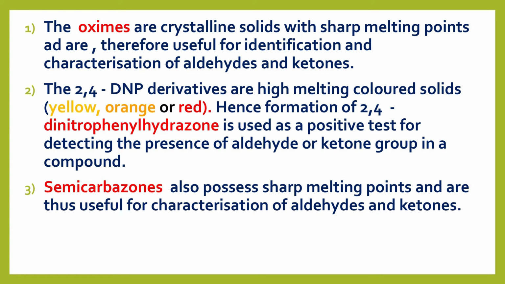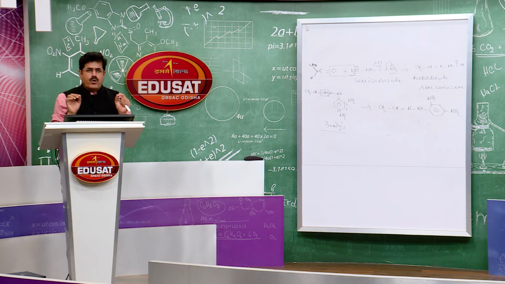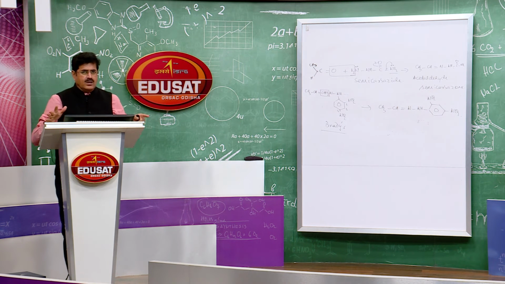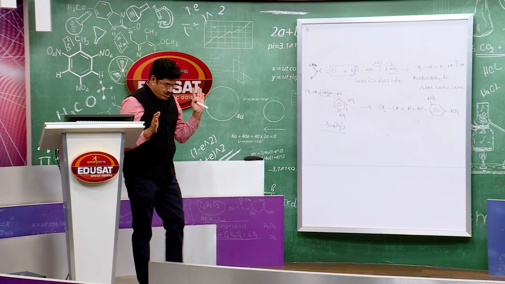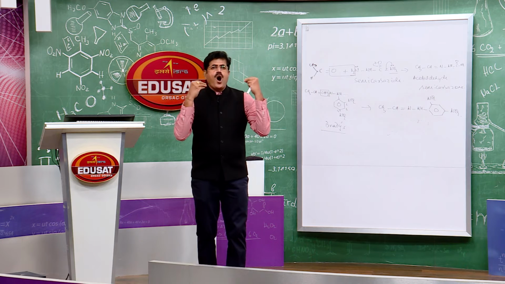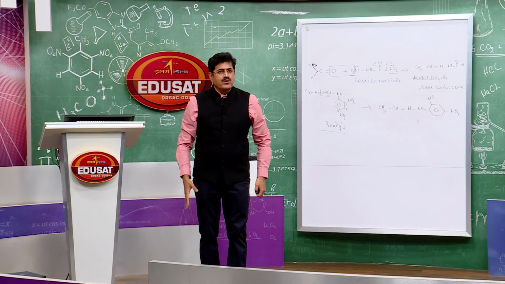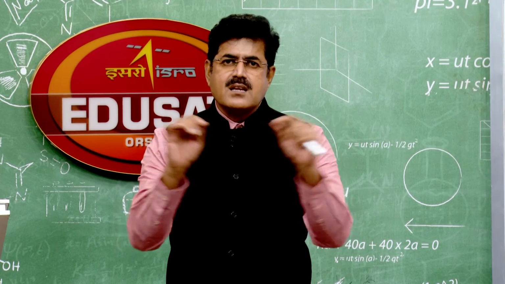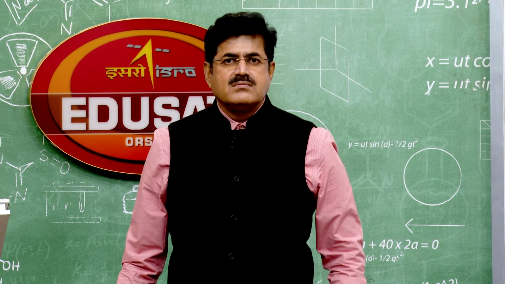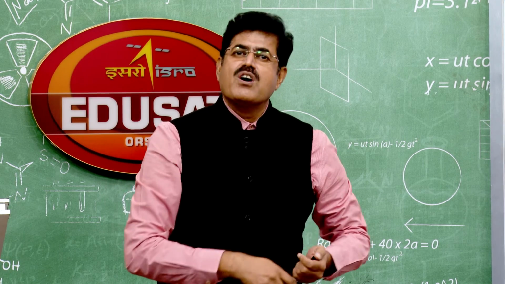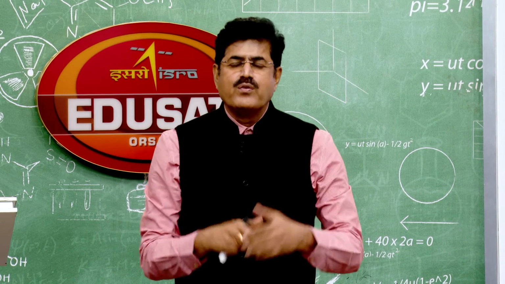For example, a compound with molecular formula C3H6O, when treated with 2,4-dinitrophenylhydrazine, gives an orange red precipitate. What is that compound? Either it is an aldehyde or a ketone. So that is why 2,4-dinitrophenylhydrazine is used for detecting the presence of an aldehyde or ketone group in a compound.